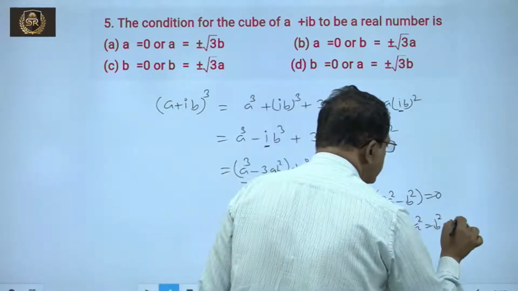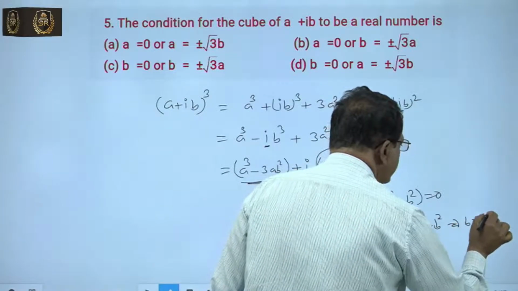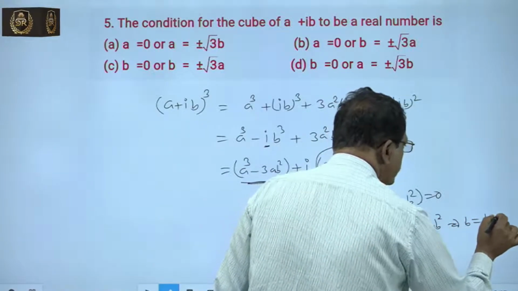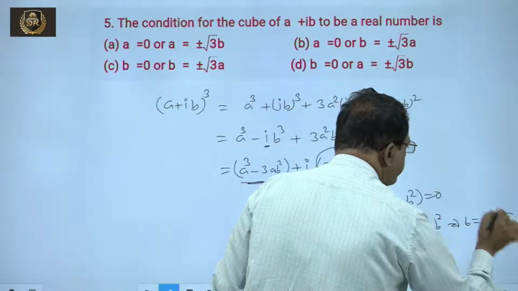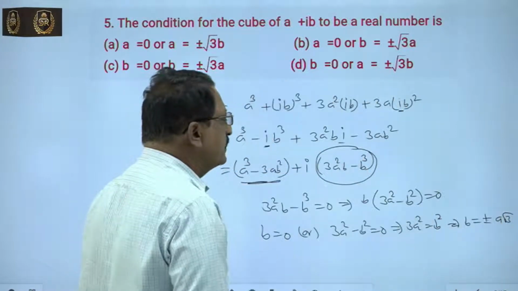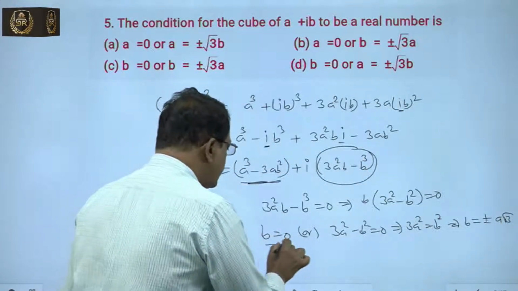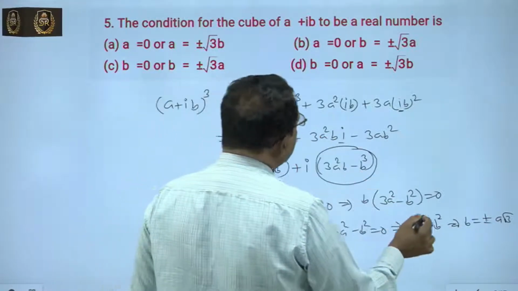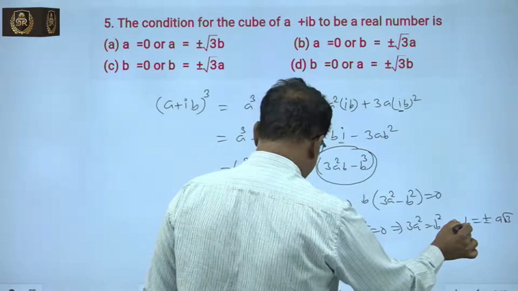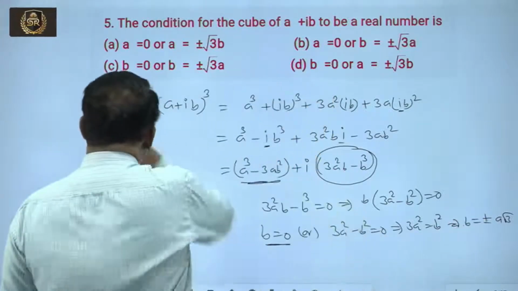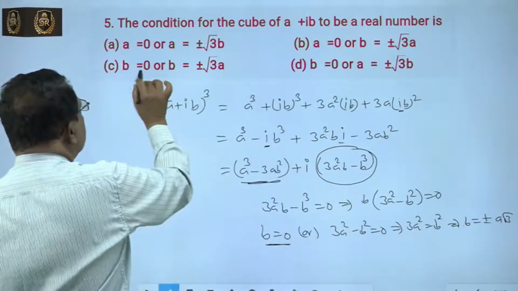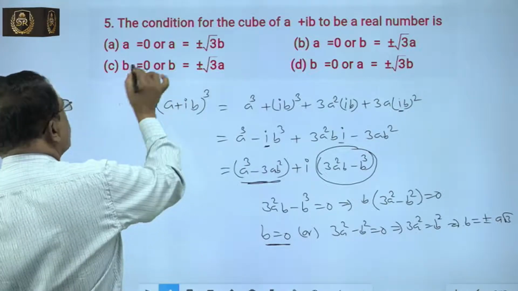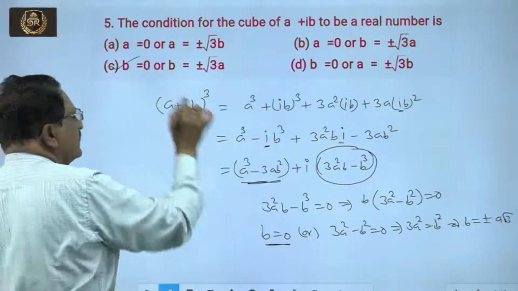Now b equals plus or minus a root 3, and b equals 0. So b equals 0 and b equals plus or minus root 3 a. Third option is correct.